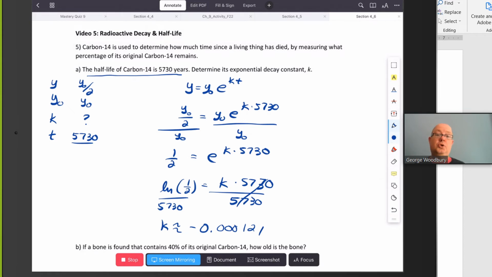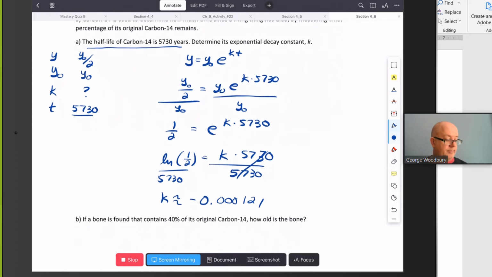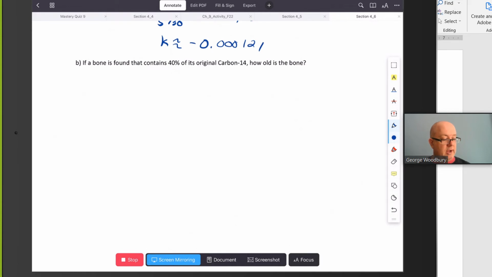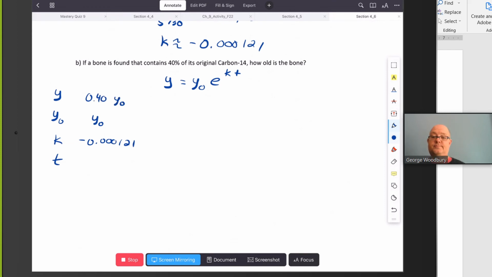Now we can use this new model to find out how old the bone is that has 40% of its original carbon. So I'm going to write y equals y naught e to the kt at the top. I'm going to write those variables down the side, and my value for k. Y naught, I don't know how much there was to begin with, but I do know that there's 40% of it left. And we'll solve for t.